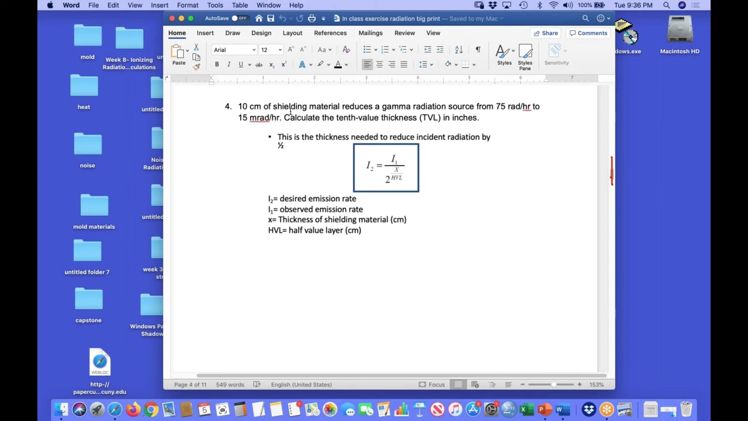Okay, 10 centimeters of shielding material reduces a gamma radiation source from 75 rad to 15 millirads. Calculate the tenth value thickness in inches. This is the thickness needed to reduce the radiation by, this is thickness reduced by half, and this is the emission rates. The 10th. Why did I put 10th? Did I make a mistake here? Okay, hang on.